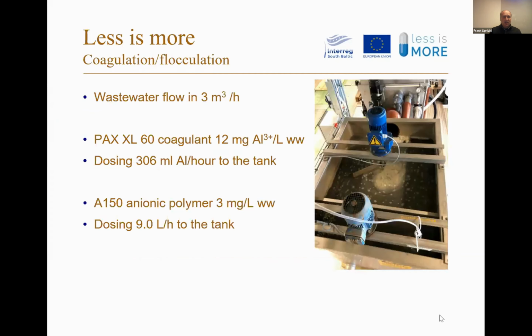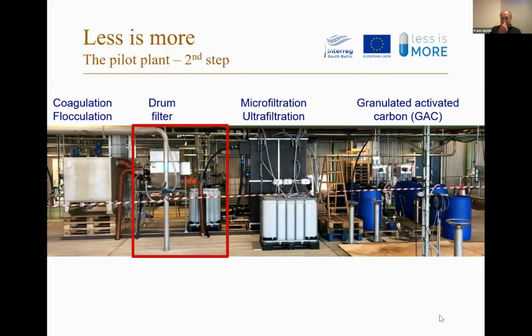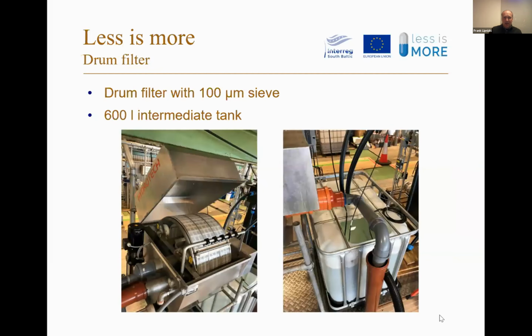And here we had a wastewater flow of 3 cubic meters per hour. We used a coagulant, which we dosed into the tank, and we used an anionic polymer as a flocculant. Then after this coagulation step, we had our microsieve. And it was quite a nice microsieve with a drum filter with 100 micron screen.